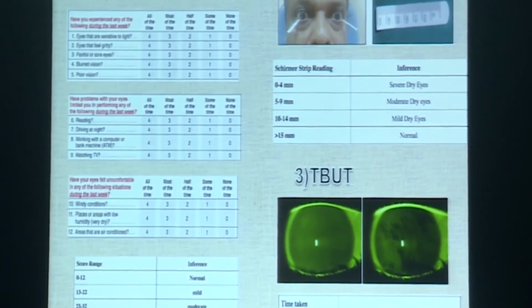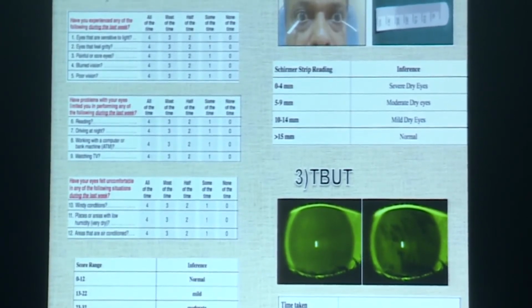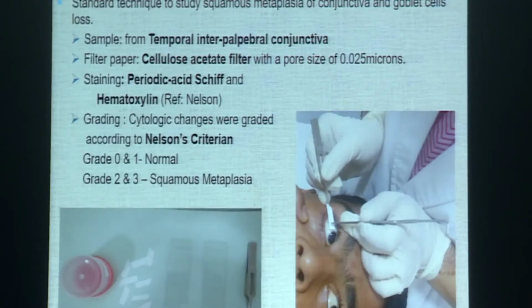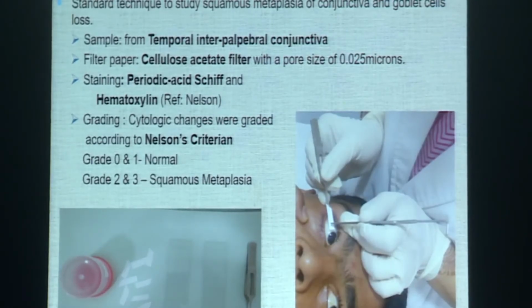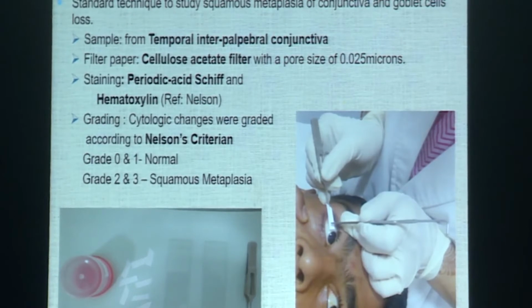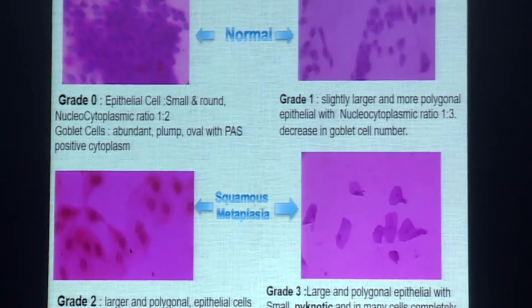Now for evaluation of tear function, there was OSDI, the ocular surface disease index. I need not go into detail of these things, it's all general. There was Schirmer's test, tear breakup time, and to compare the ocular surface, I did impression cytology. It was done from the temporal interpalpebral conjunctiva, and the grading was done according to Nelson's, and the staining was done by periodic acid Schiff and hematoxylin. In Nelson's grading, there are 4 grades, based on the nucleocytoplasmic ratio and presence of goblet cells.